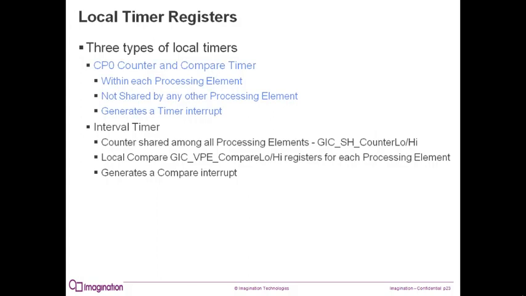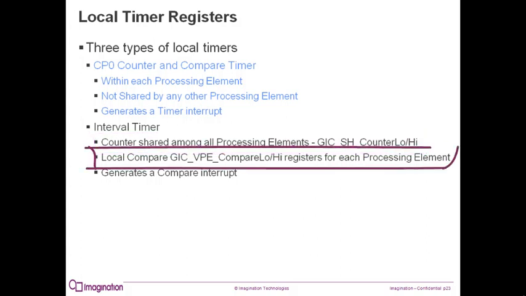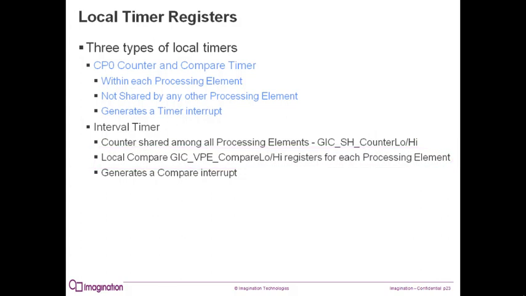The interval timer is very similar to the CP0 counter. It too works with a count and compare register. The difference is that the count register is global to all processors, whereas the compare registers are local to each processor. Both of these registers are part of the GIC, and I will cover them in this class section. The interval timer generates a compare interrupt, which, like the timer interrupt, can be enabled and mapped by the GIC to an interrupt pin within the local processor.